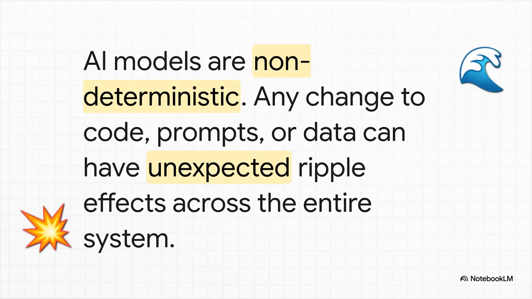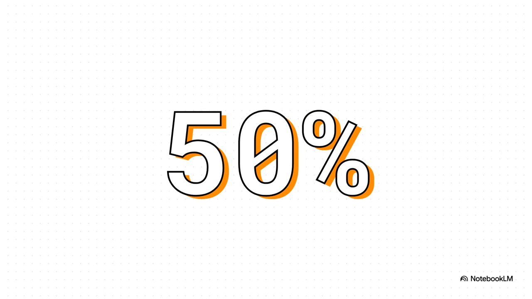Well, this challenge actually has a name. It's called the AI reliability gap. And here's why it's so tricky. See, unlike regular software where you know what you're going to get, with AI models, they're non-deterministic. That means any little tweak you make to the code, your prompts, even the data, it can have these totally unexpected ripple effects across the whole system. So getting your AI app to work for that other 50% of cases, the tricky ones, the edge cases, that's going to take a completely different way of thinking than what most of us are used to.